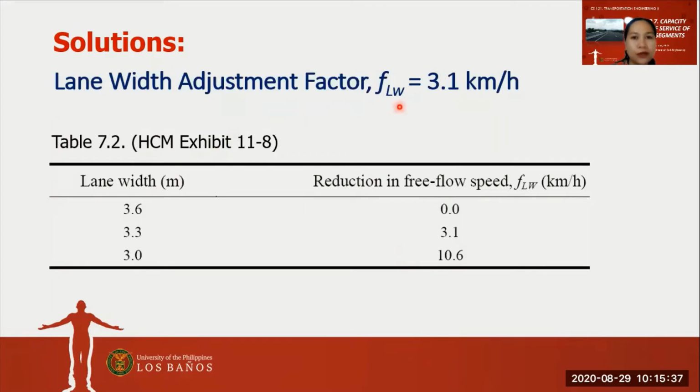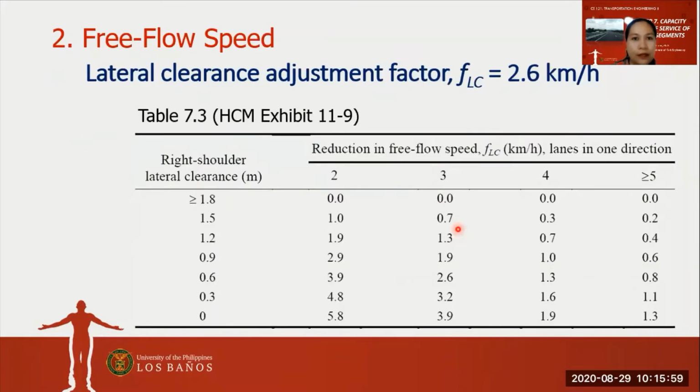For the lane width adjustment factor FLW, since we have the lane width equal to 3.3 meters, then from this Table 7.2, we can know that the reduction in free flow speed is equal to 3.1 kilometers per hour. And for the lateral clearance adjustment factor, we use this Table 7.3. What information do we need here? We need the right shoulder lateral clearance, which was given in the problem, and it is 0.6. And here we also know from the problem that we have 3 lanes in each direction. So with this information, we get the FLC, which is 2.6 kilometers per hour.